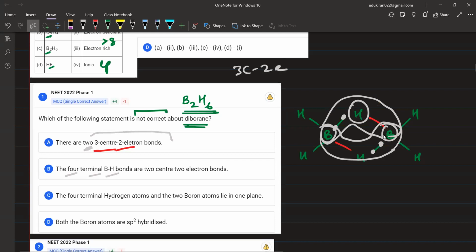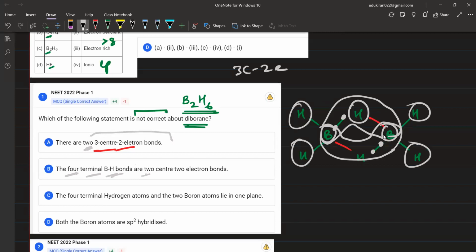There are four terminal BH bonds, ठीक है, चार terminal वाले हैं, and two centre two electron bonds, है ना. And there are BH bonds and two centre one two electron bonds. हाँ, ये दोनों centre के हैं और इनमें कितने electrons हैं? There are two electron bonds. थोड़ा सा इसमें, this is not very good writing.